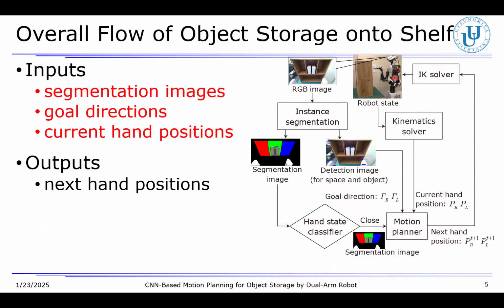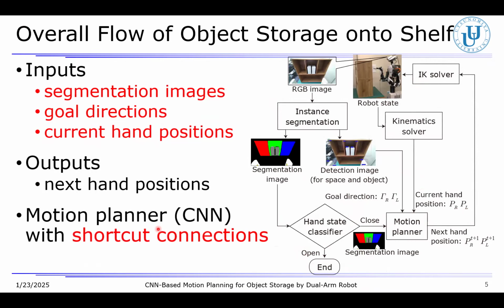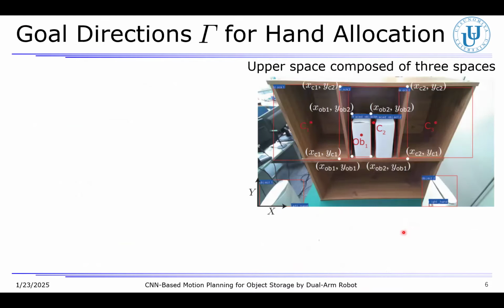And for these multimodal inputs, next hand positions are determined as the motion output. So the robot moves the hand by solving the inverse kinematics using MoveIt. On the other hand, if the hand state is classified into open to place the objects, then the robot finishes planning the motions. For the image features vanishing in the motion planner based on CNN, we apply shortcut connections to the convolutional layers. Okay, so let me explain the goal direction and the motion planner in more detail.